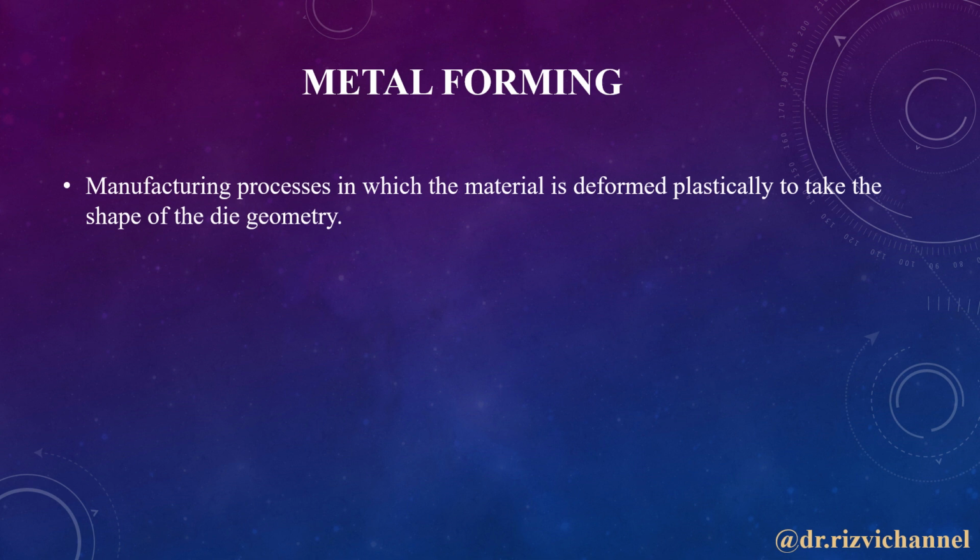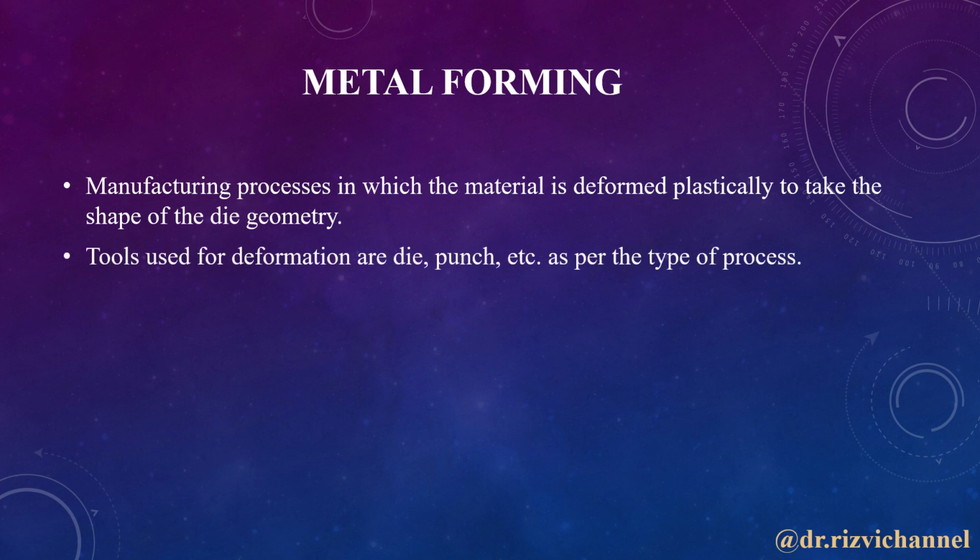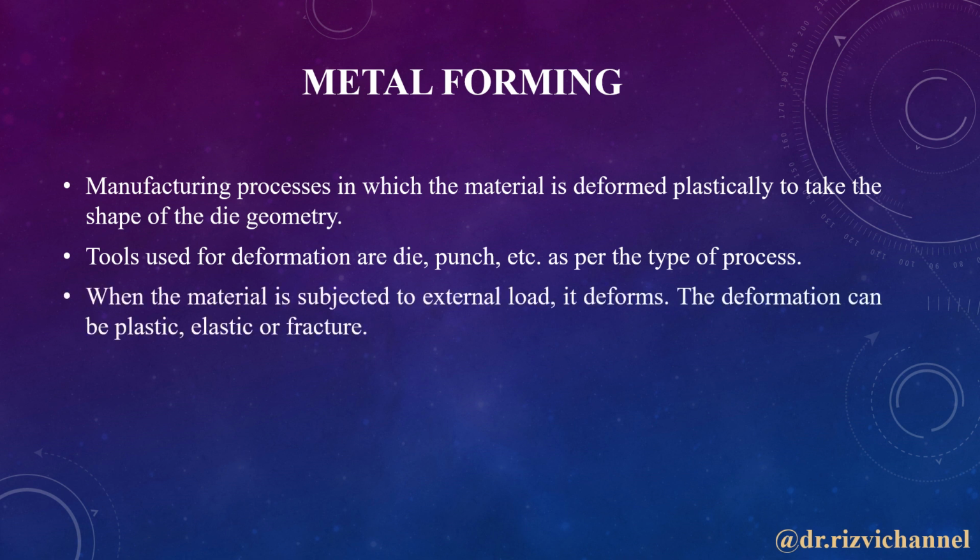Metal forming is basically a process in which the material is deformed plastically and it acquires the shape of the geometry of the die. In this, tools such as dies and punches are used, and many other tools are also used depending upon the type of process. When the material is subjected to external load, basically it deforms into three categories. It may deform plastically, elastically, or it may fracture.